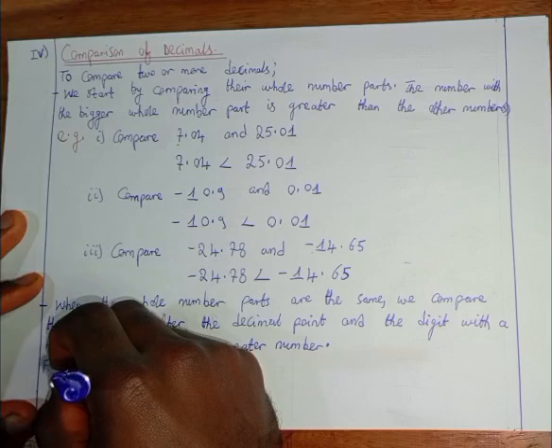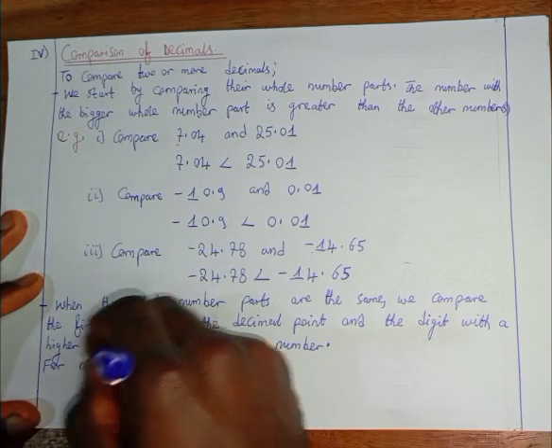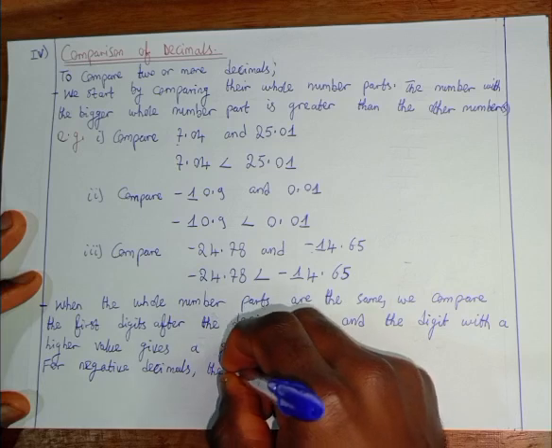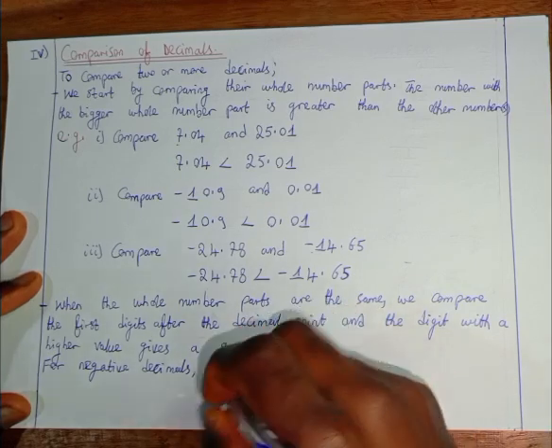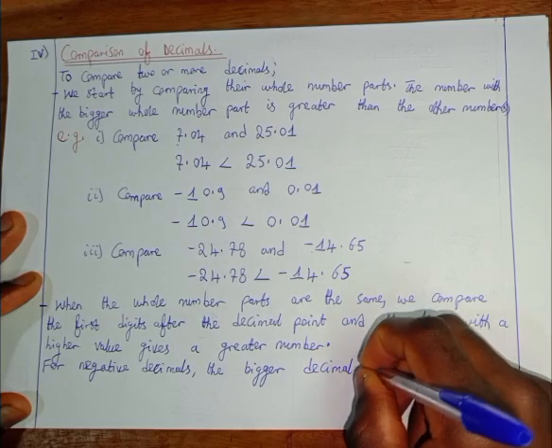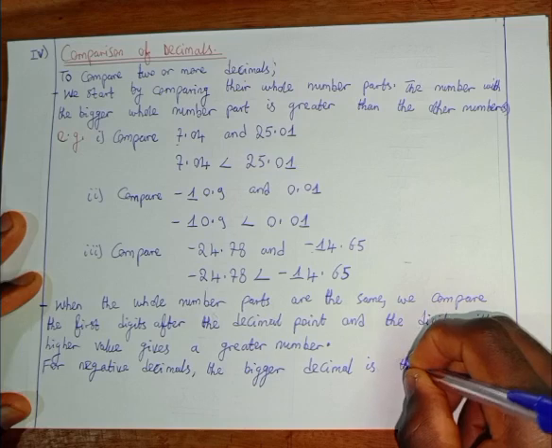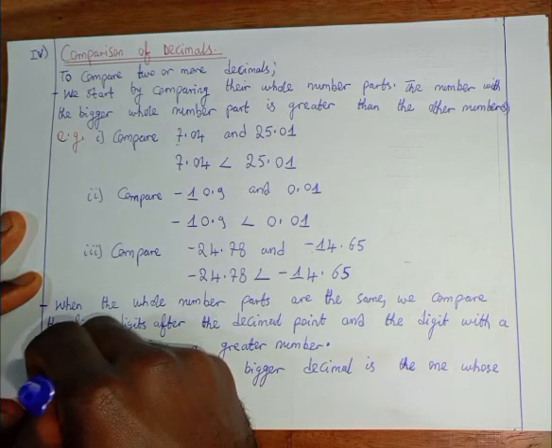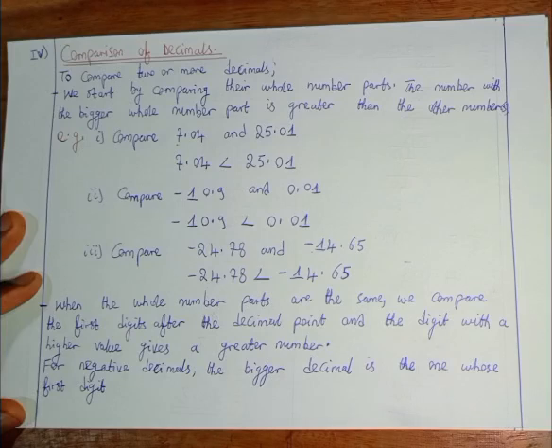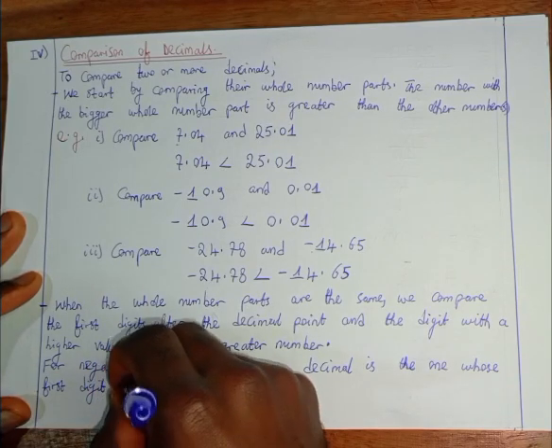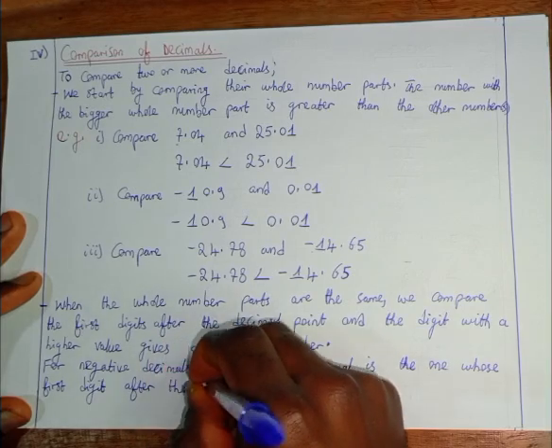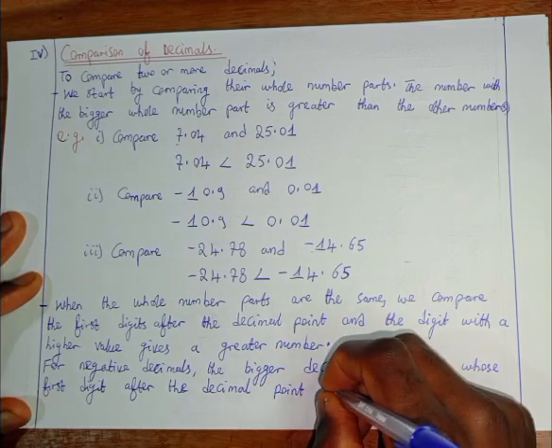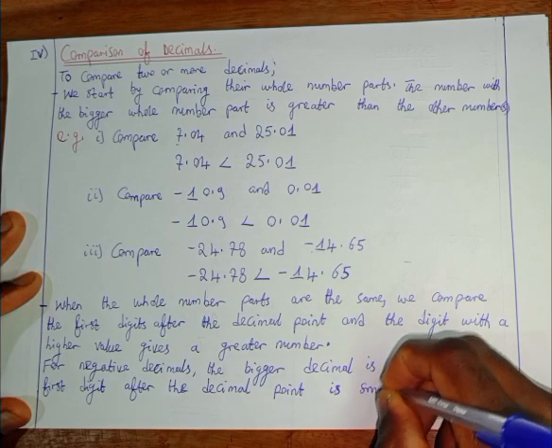Let's write this down, still under this point. For negative decimals, the bigger decimal is the one whose first digit after the decimal point is smaller.